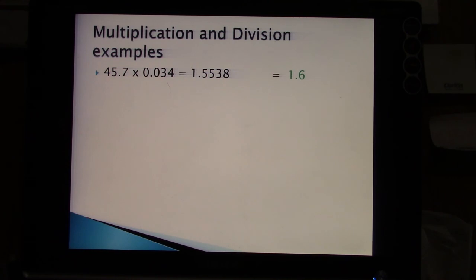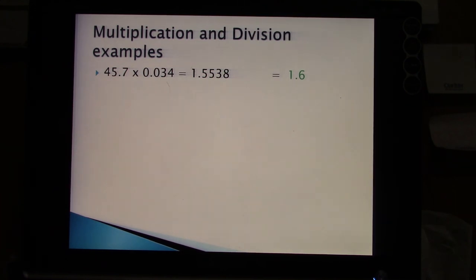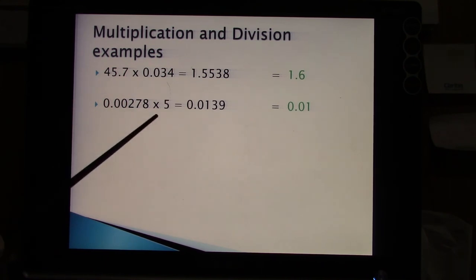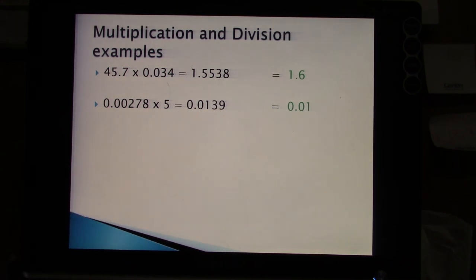Multiplying and dividing, the final answer should have the fewest sig figs. If you look at this, it has 3 sig figs, that has 2. Unrounded, rounded correctly to 1.6, 2 sig figs. This is one of the problems with sig figs. You lose accuracy, but we've got to follow the rules. Anyway, that has 3 sig figs, 1 sig fig. Here's unrounded. This is correctly rounded to 0.01.